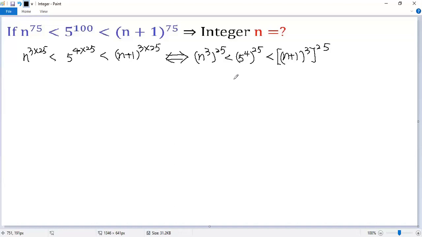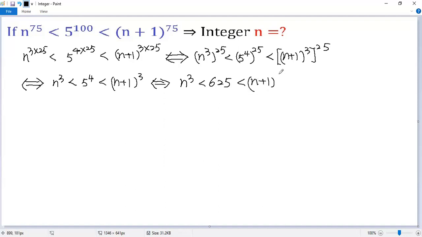And we know an exponential function with base greater than 1 is an increasing function. So an equivalent condition would be the bases have the same relation. So that is n cubed less than 5 to the power of 4 less than n plus 1 cubed. And 5 to the power of 4 equals 25 squared, which is 625. So we get n cubed less than 625 less than n plus 1 cubed.